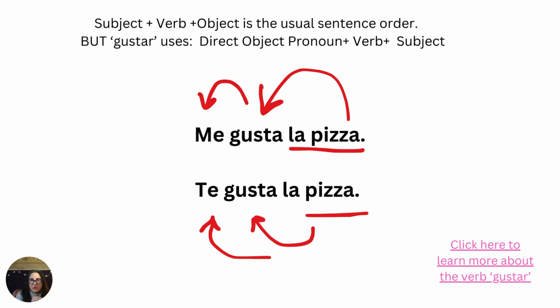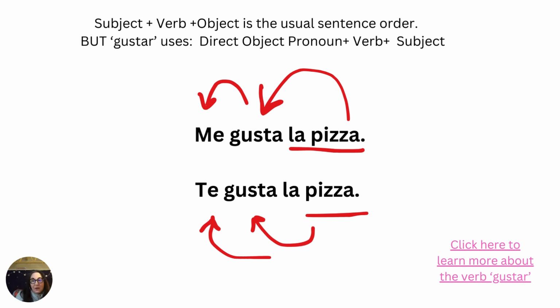All right. So like I said, usually the subject comes first in a sentence. In this case, we notice that, well, we're talking about pizza, so that's the subject of it, but it's at the end of the sentence. So anytime you see this gusta or gustan, I want you to read it backwards. And it sounds like this. Pizza is pleasing to me. The second sentence says, pizza is pleasing to you. So the first one, I like pizza. Second one, you like pizza.